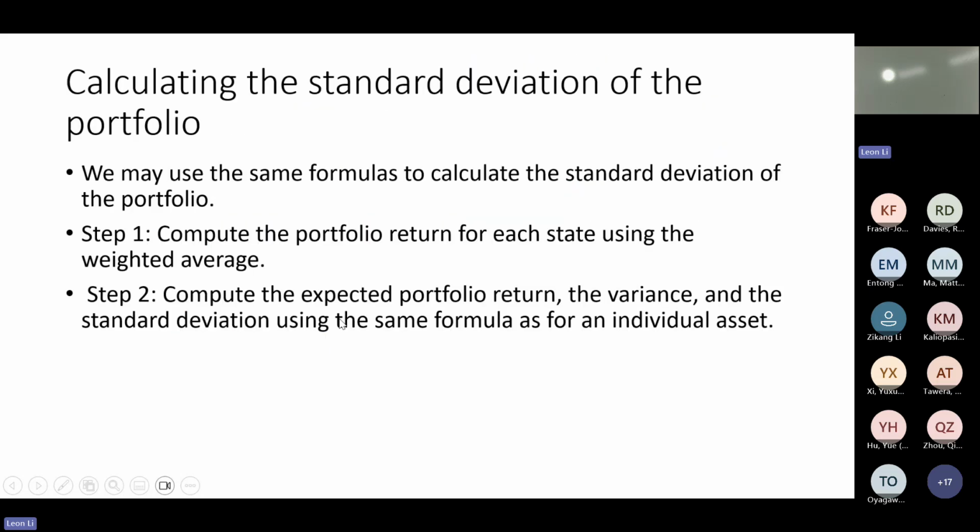Let me give you an example of how to calculate the standard deviation of the portfolio. Portfolio is the key in this chapter. We can use the same formula to calculate the standard deviation of the portfolio. I use 2 steps. First, compute the portfolio return for each state using the weighted average. Step 2, compute the expected portfolio return, then the variance and the standard deviation using the same formula as for the individual asset.